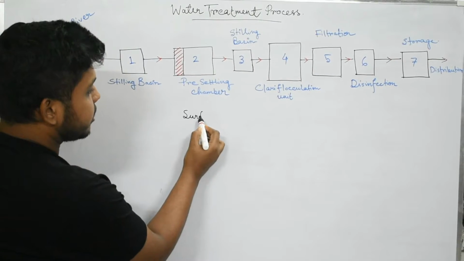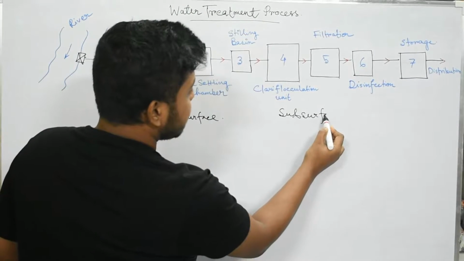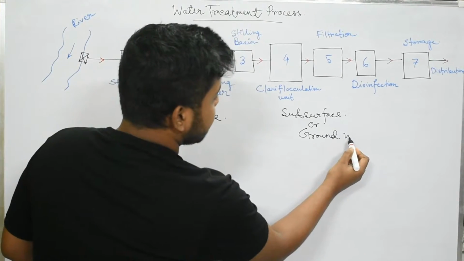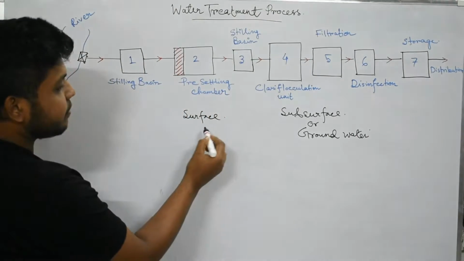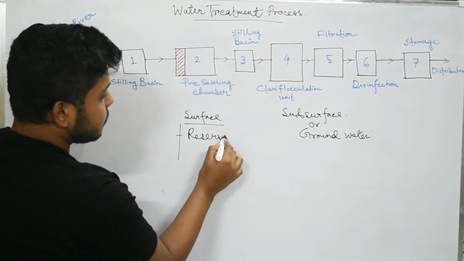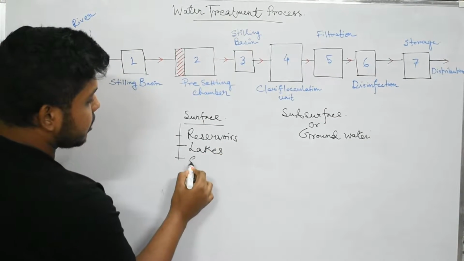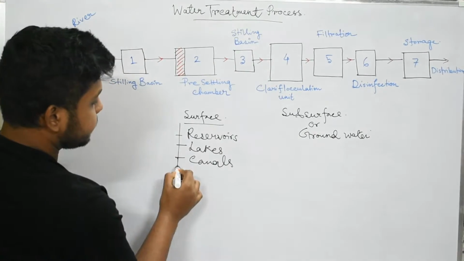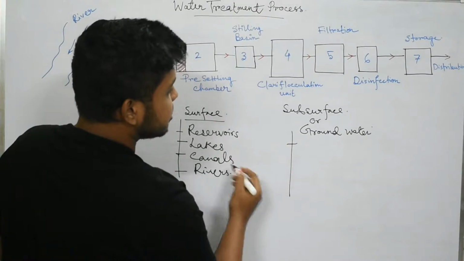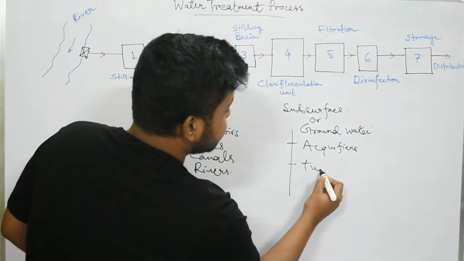So there are two types of source of water. One is surface water, another one is subsurface or groundwater. So the sources for surface water are reservoirs, lakes, canals, rivers, and for the subsurface water the sources are aquifers and tube wells.